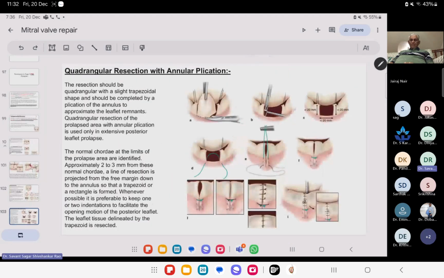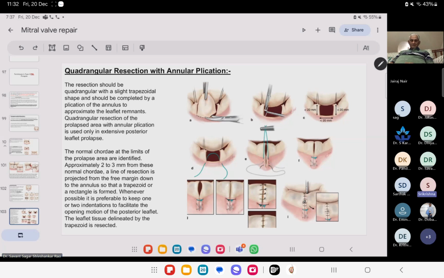In conditions wherein the PML prolapse segment is less than 20 mm, we have to go ahead with quadrangular resection. As shown in diagram D, we have to take annular stitches and approximate them, that is called annular plication stitches, and bring the annulus together, and then take interrupted sutures as shown in the below diagram with a 4O proline and close the defect.